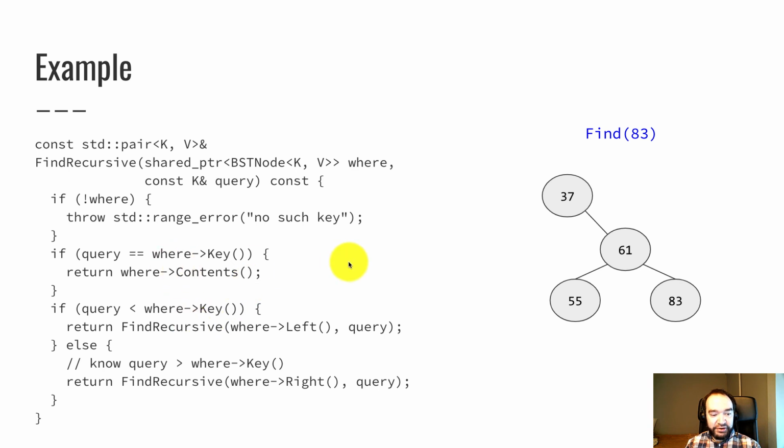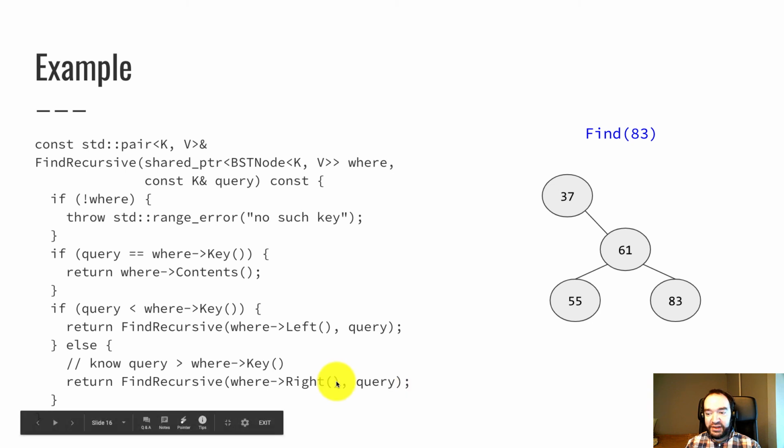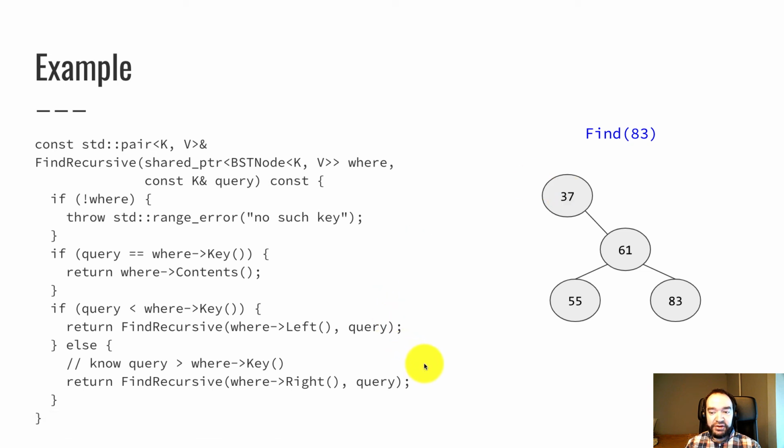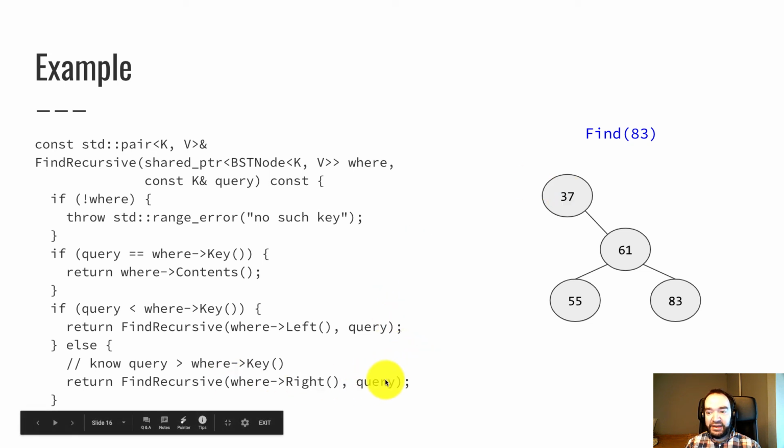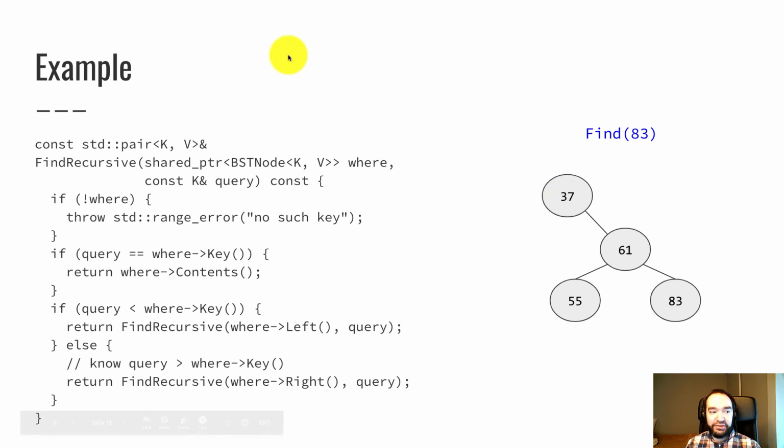So that gets returned. Then we would go back to the find on 61, which was waiting on this line of code for that find of 83 to finish, and a pair reference is returned. So then the 61 function call returns a pair reference back to the 37 function call that's still waiting. The 37 function call is waiting here. It gets the same pair reference and returns that back out. So that's the outcome: a reference to the pair stored inside the 83 node.